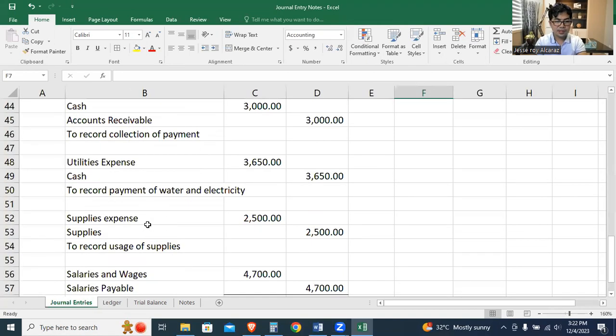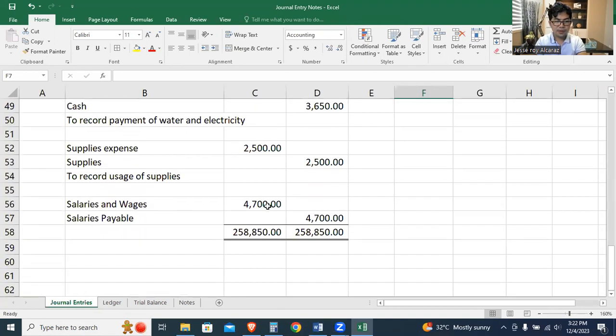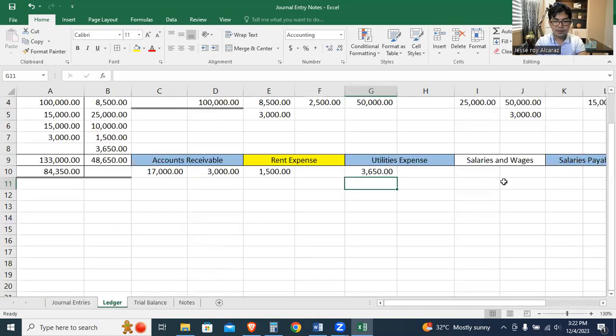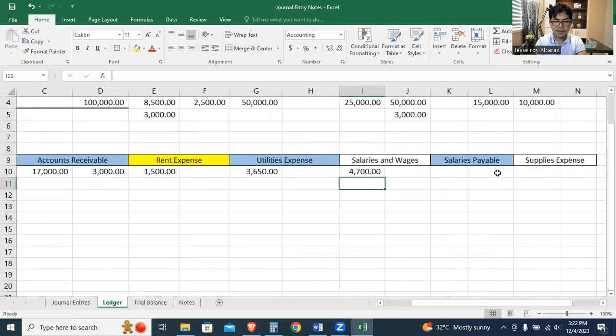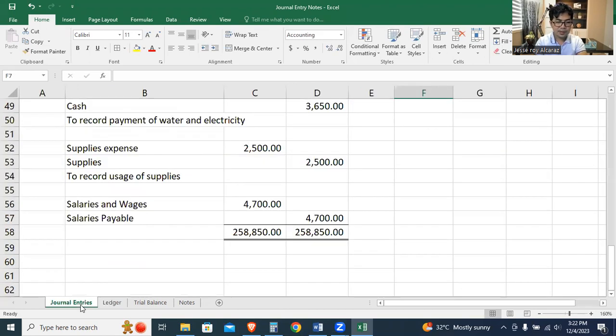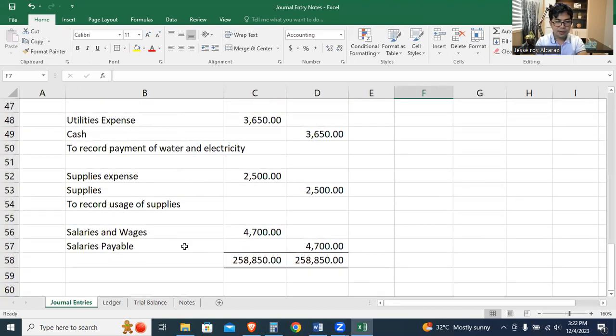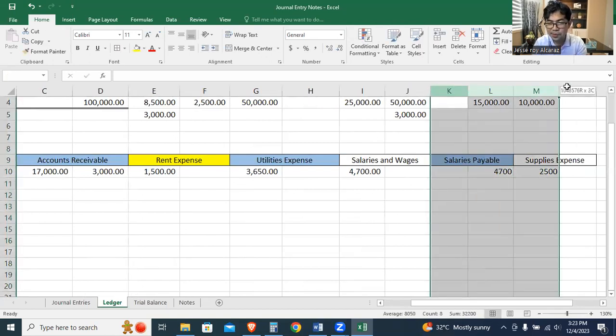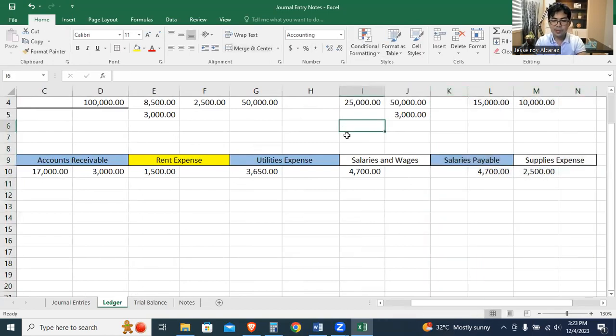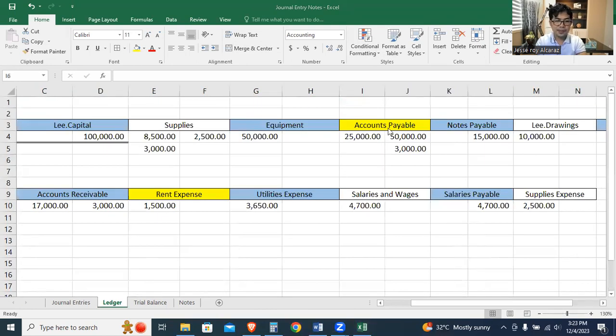Salaries and wages, 4,700. And then we have salaries payable, 4,700. And then supplies expense, 2,500. So hopefully wala tayo nalimtan, no? Because personally, kapoy ta mag-subay kung asa pa naman.